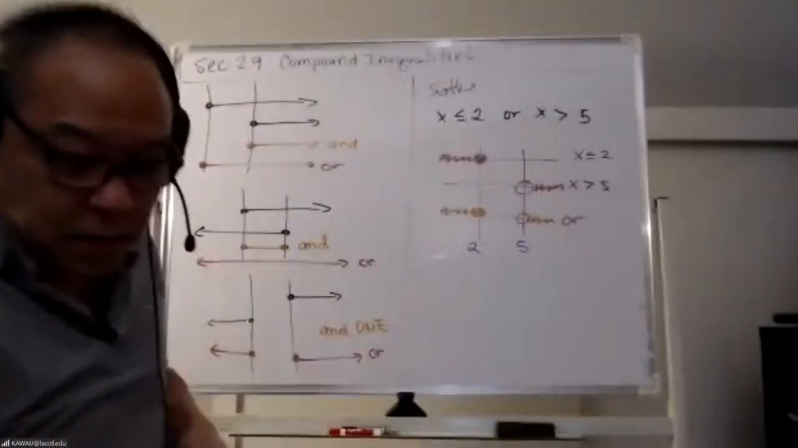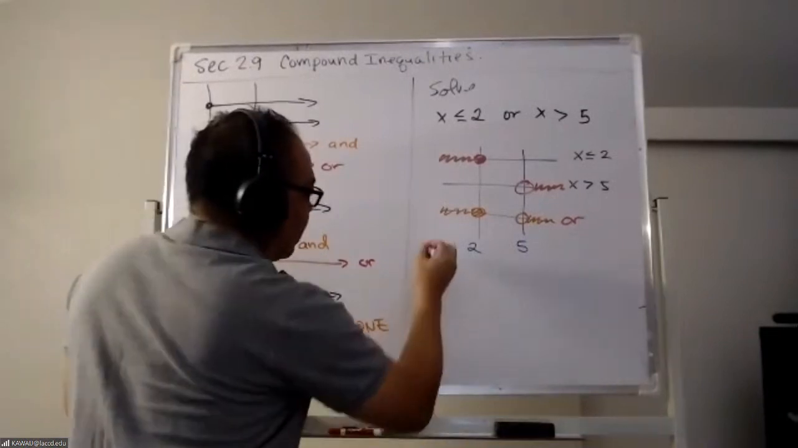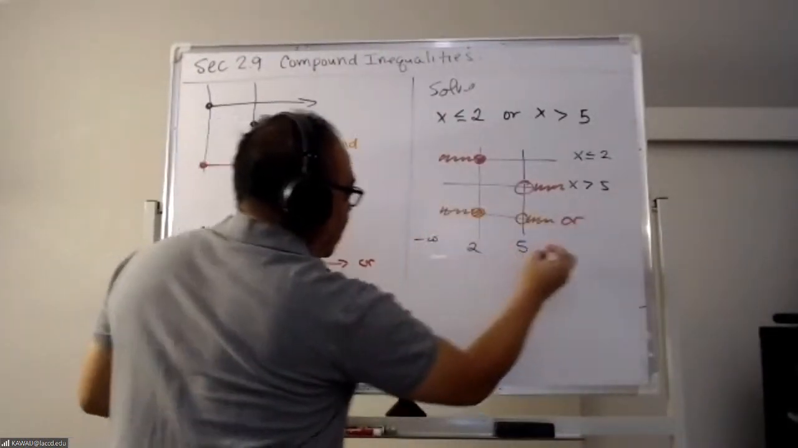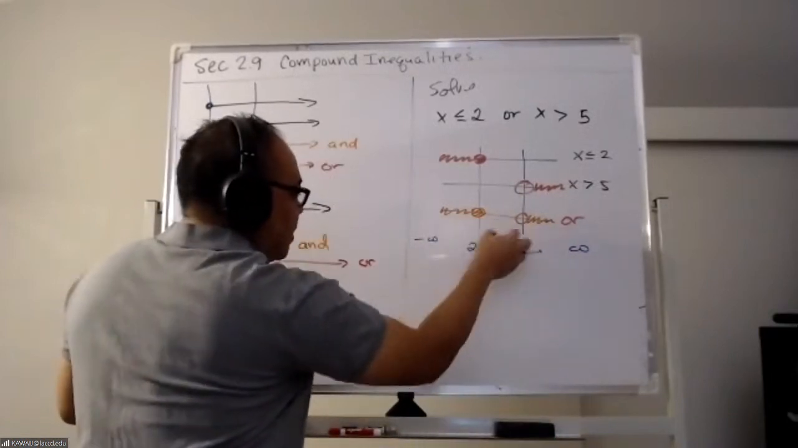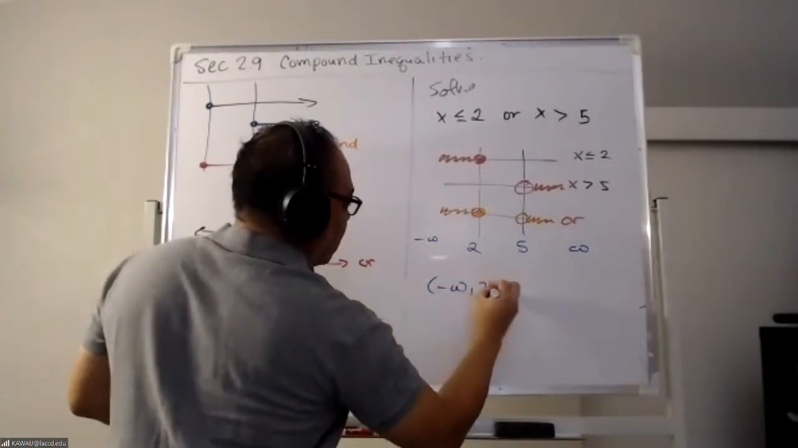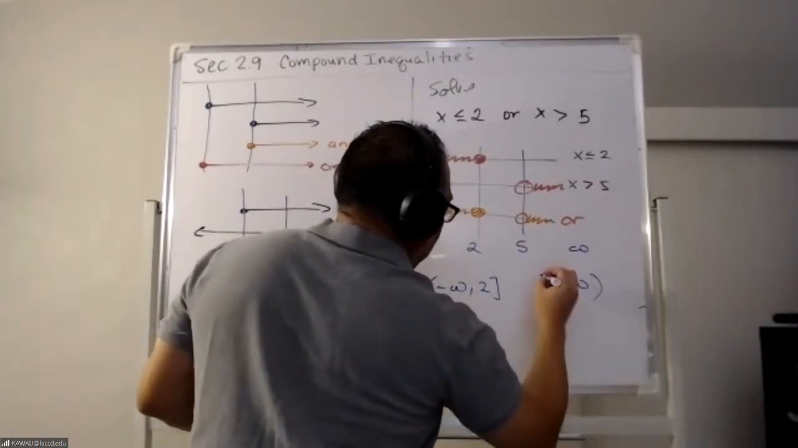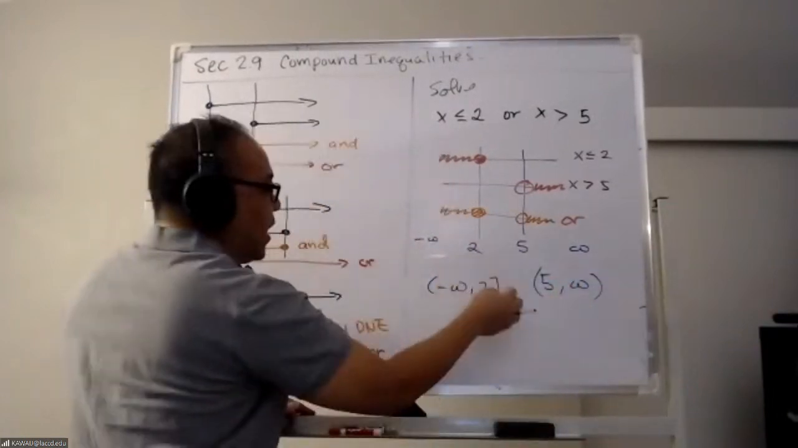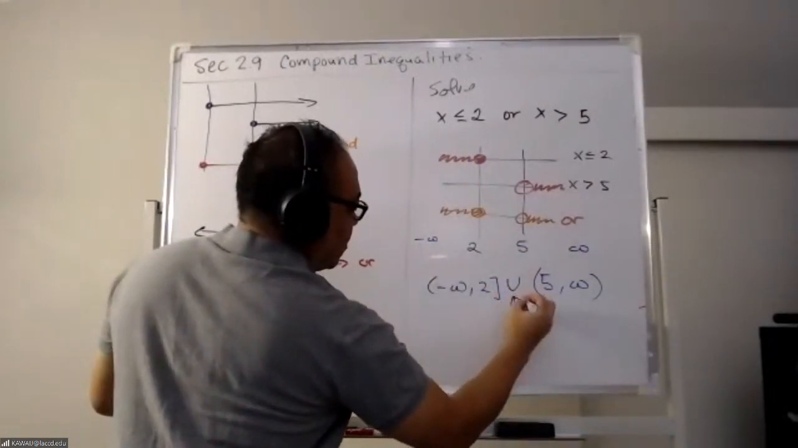Okay. So then what this turns out to be is, if we think of this as negative infinity to infinity, we have two disconnected intervals. There's a little gap in between them. And then the way we bridge that gap is we use this, which is called union.